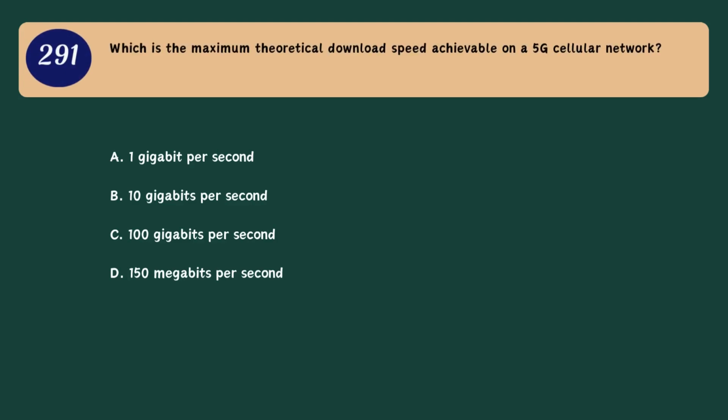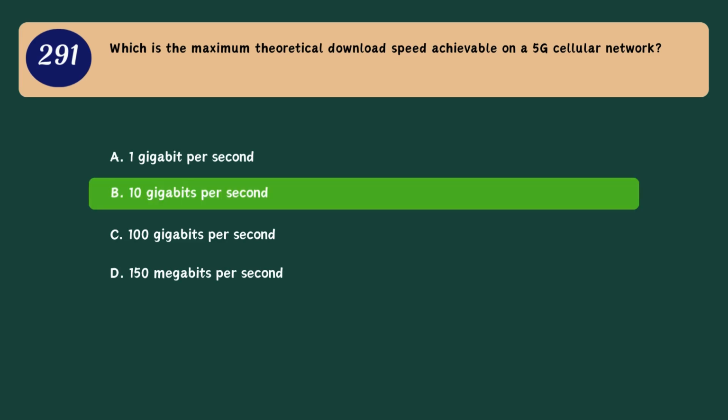Question 291. Which is the maximum theoretical download speed achievable on a 5G cellular network? A. 1 gigabit per second. B. 10 gigabits per second. C. 100 gigabits per second. D. 150 megabits per second. Correct answer. B. 10 gigabits per second.